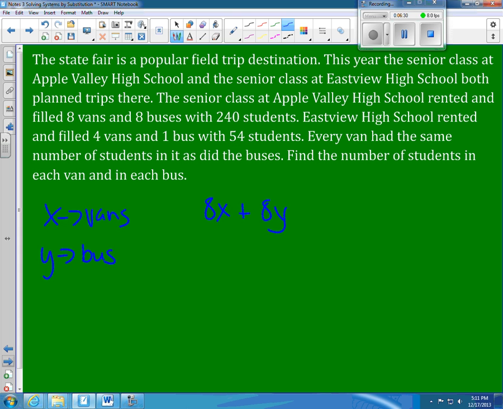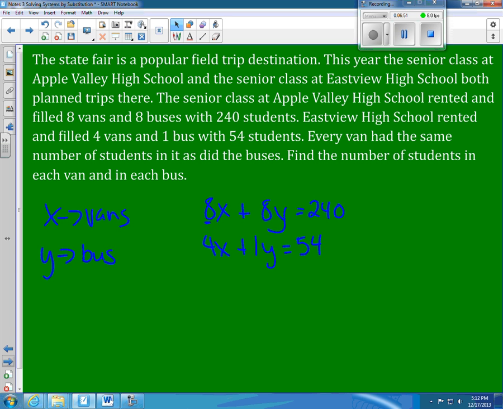So what this is saying is 8 times the number of people in a van plus 8 times the number of people in a bus is equal to 240. Now we're going to set up for Eastview. Eastview had 4 vans and 1 bus, and they had 54 students total.